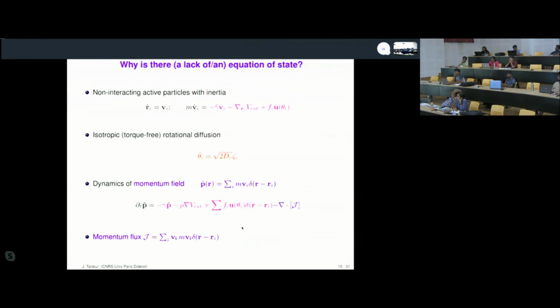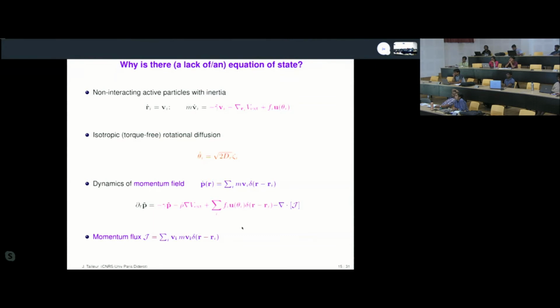When you take a derivative of r_i with respect to time, what you will get is minus r_i dot times the gradient of delta of r minus r_i. You can take the gradient out of this expression, and this leads to this term that you have in blue: minus the divergence of J, where J is a momentum flux tensor. So J is the sum over i of v_i, m v_i, delta of r minus r_i, and v_i v_i is a tensor product.